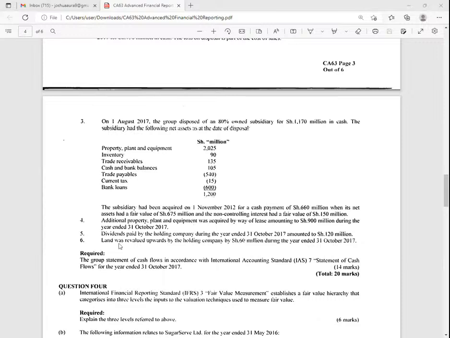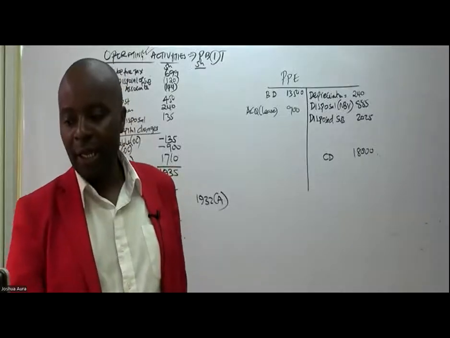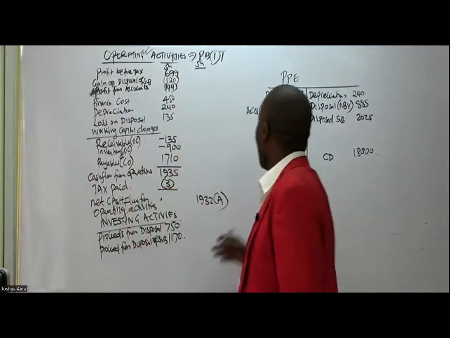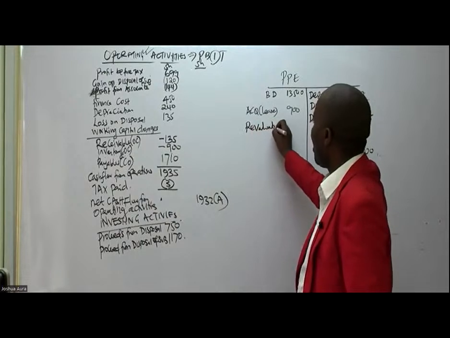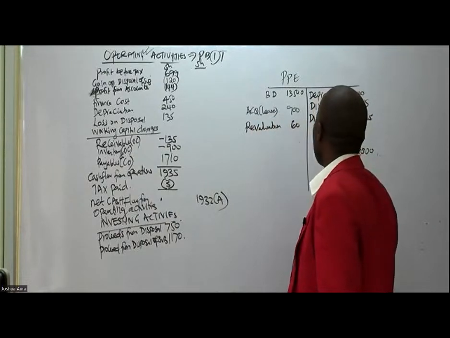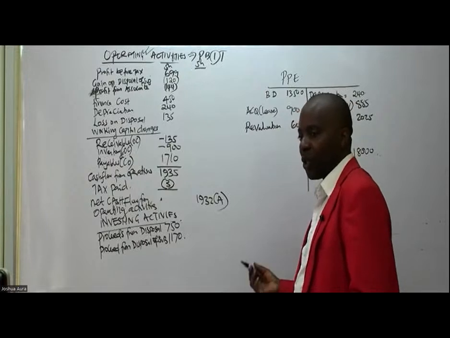And then we are told in note 6 that land was revalued upward. When you revalue land upwards, that is an increase in value, by 60. So we are supposed to debit PPE here with the revaluation of 60.